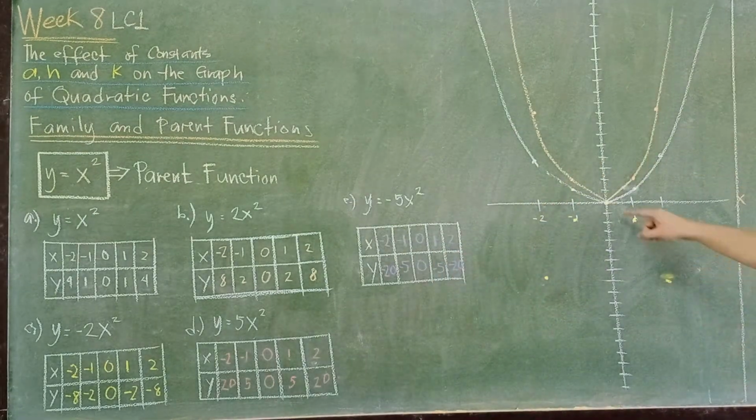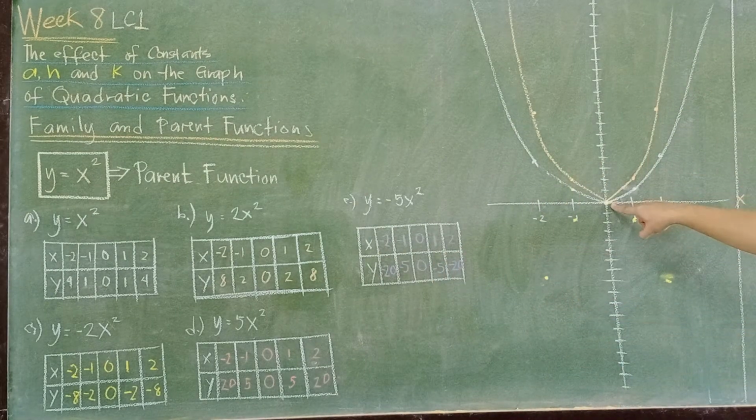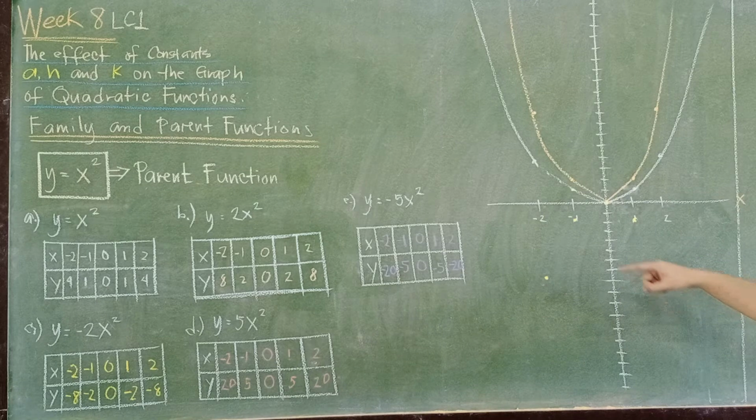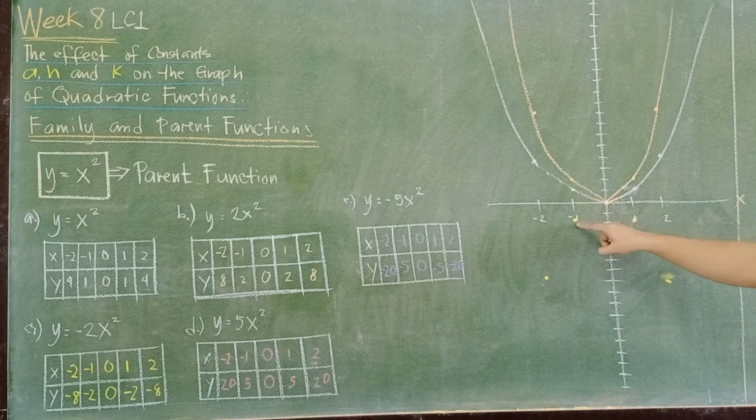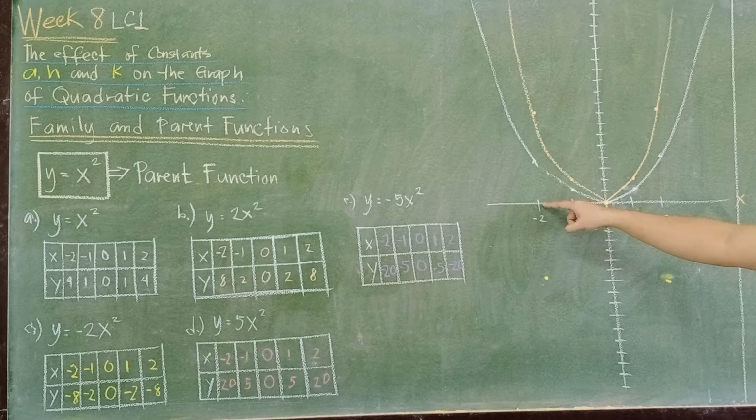So this is for letter C, this is 0, 0. This is 1, negative 2. Tapos this is 2, negative 8. This is negative 1, negative 2. Tapos negative 2, tapos negative 8. So ipagkoconnect natin.